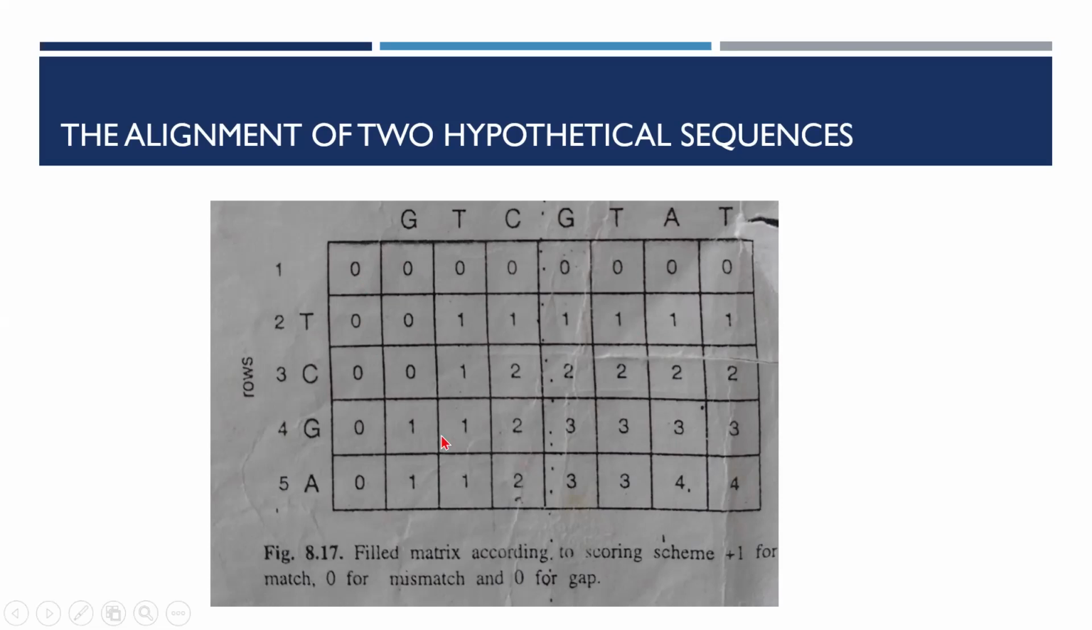I was also telling that once you fill all the cells of the matrix, the highest score will be seen in the last cell of the matrix, that is, the lower rightmost cell. This is the cell where you will see the highest score. When you do trace back, you will start from here. It is conventional to go with the higher values in the tracing back.